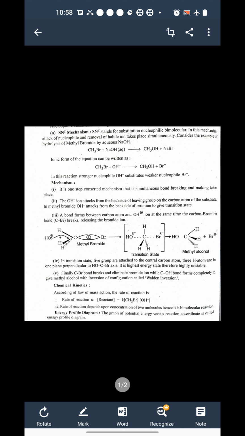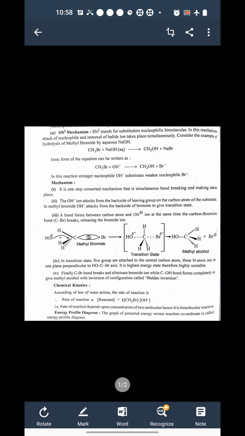Now if we see the ionic status for the reaction, out of NaOH, the OH minus species, that is the nucleophile, attacks the molecule, that is CH3Br, and here Br minus gets removed, meaning our leaving group is Br minus, that is also a nucleophile.